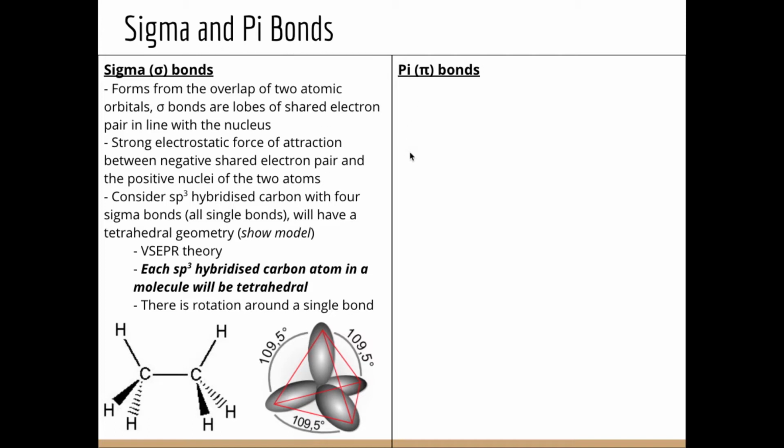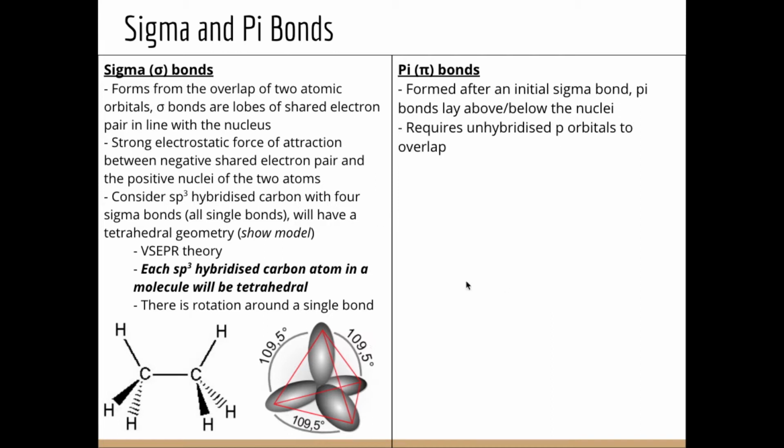Then we've got our pi bonds, which is where we get our double and triple bonds. These are formed after an initial sigma bond. Pi bonds lie above and below the nuclei. So we saw the sigma bond being in line with the nuclei. Pi bonds are defined by being above or below. Now they require unhybridized p orbitals to overlap.